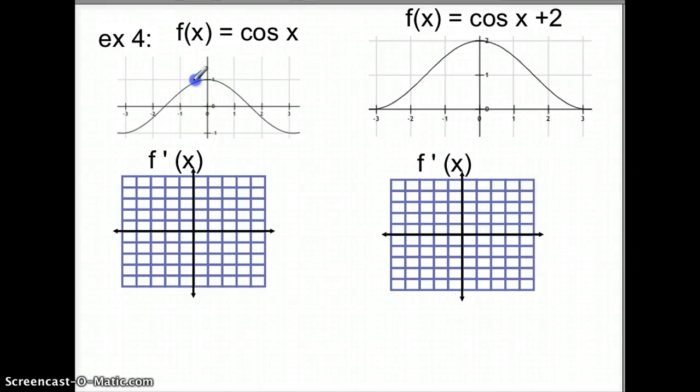Cosine. Here's a nice easy point. Slope there looks like it's about 0. So (0, 0). At 1, maybe -1. So (1, -1). At 2, maybe a little bit steeper. Let's go this way: at -1, looks like it's about positive 1. At -2, maybe positive, I don't know, a little bit higher, a little bit steeper. At -3, back to 0.